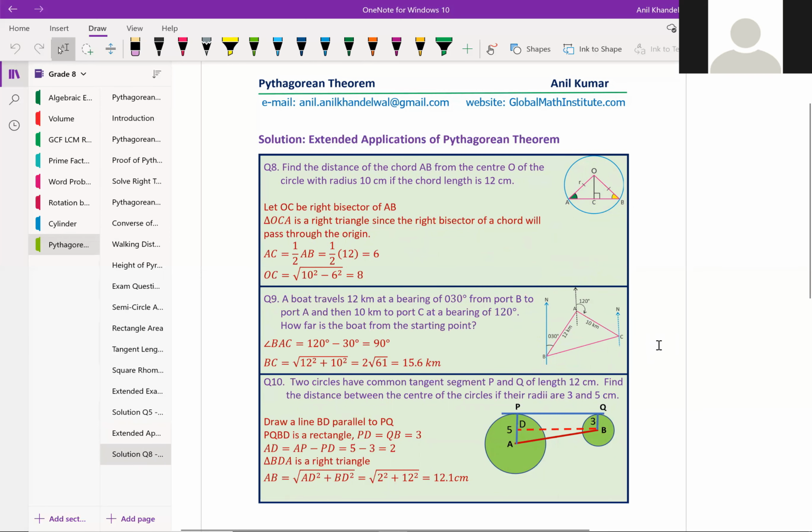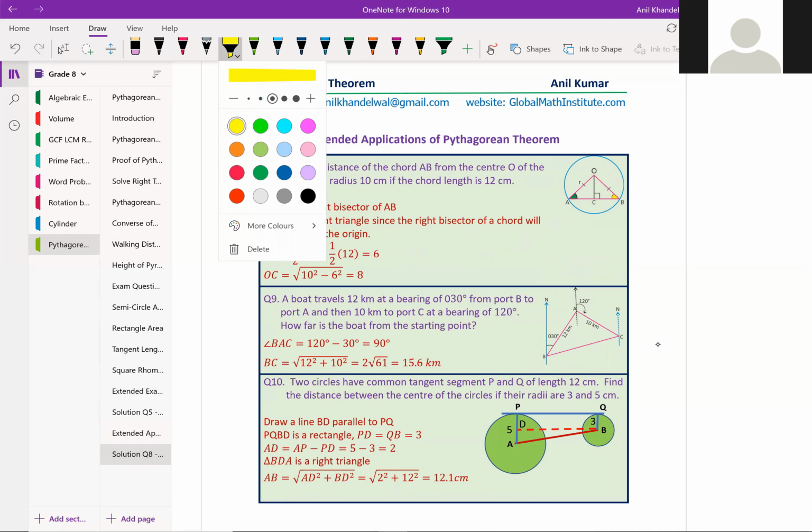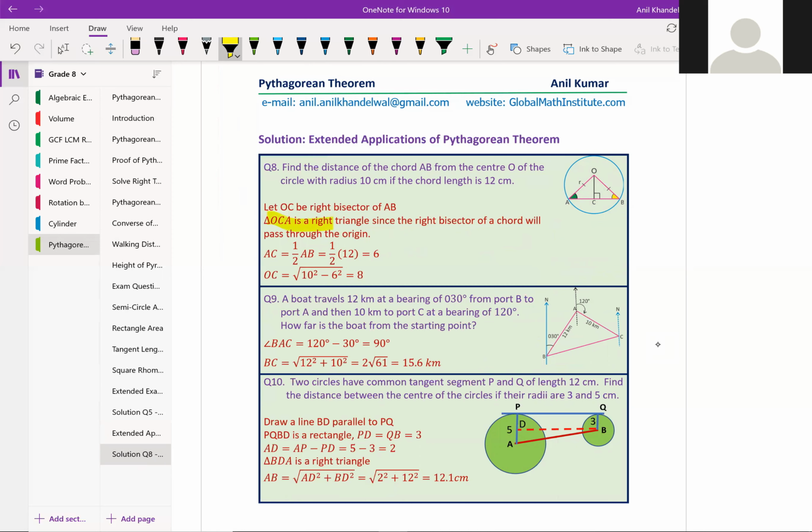I'd like you to go through these solutions and understand the strategies behind them. Okay. Can you just go quickly through the solutions given in red? Yes. For question 1, let OC be the right bisector of AB. Triangle OCA is a right triangle since the right bisector of a chord will pass through the origin. AC would be half of AB, which is 6. So add this to the formula. OC is equal to the square root of 10 squared minus 6 squared, which is 8, which is also a Pythagorean triple.